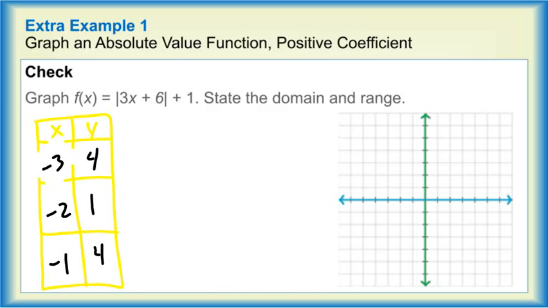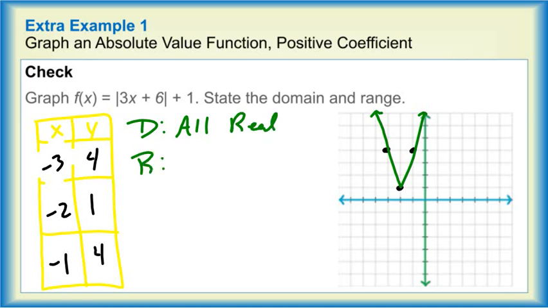So our graph here, our coordinate plane, and then just plot those points. Our vertex is at negative 2, 1. So negative 2, 1 would be here. Then I have negative 3, 4. And I would have negative 1, 4. And then I can draw my V shape. And there's our graph. Domain, again, is all real.